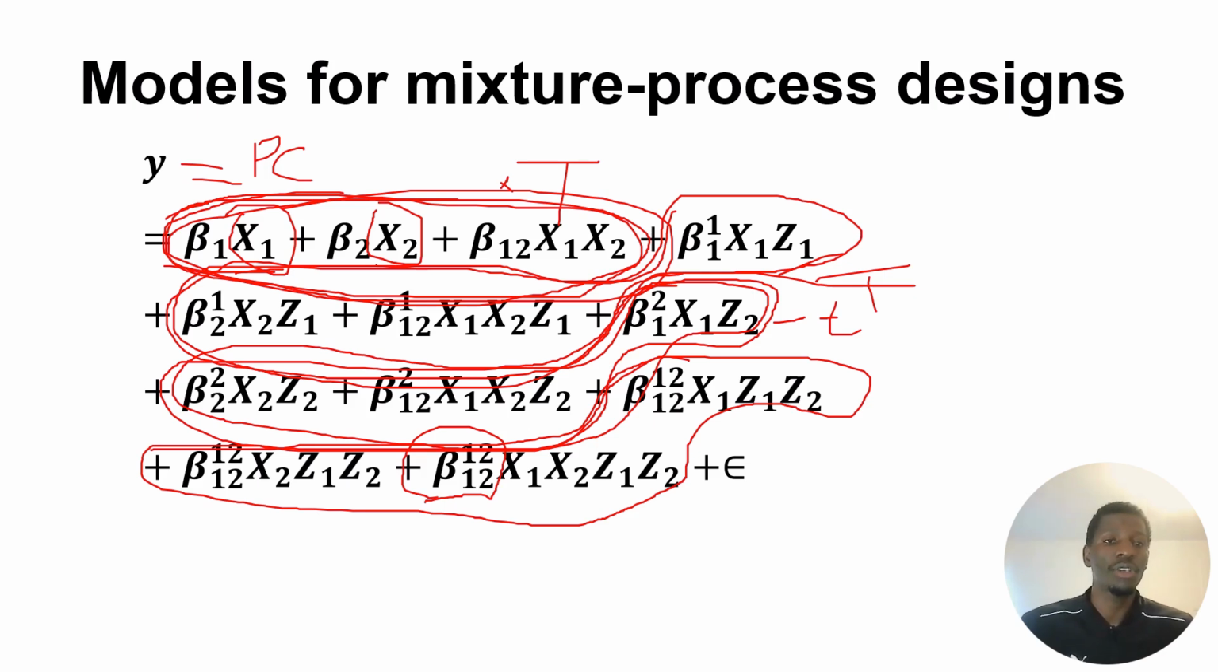So if you count these constants from beta 1 to beta 1,2 to the power 1,2, then you are going to have 12 constants. To evaluate 12 constants in any equation, you also need at least 12 experiments to evaluate these complex interactions between the mixture variables and the processing conditions.